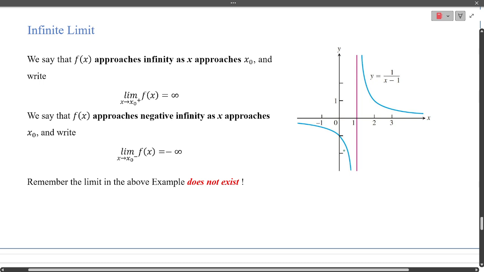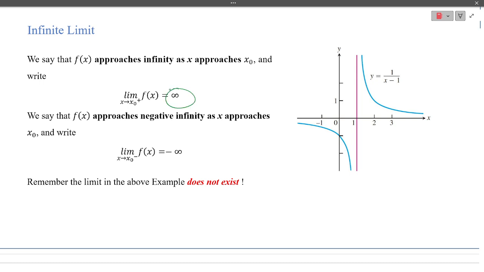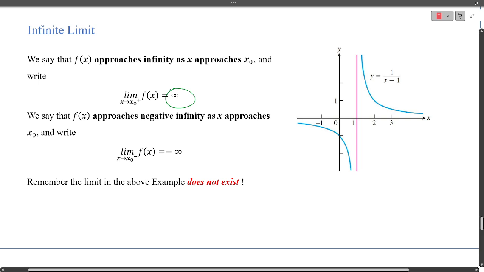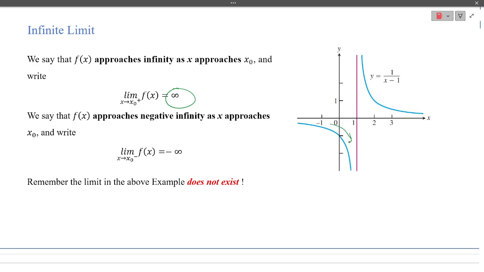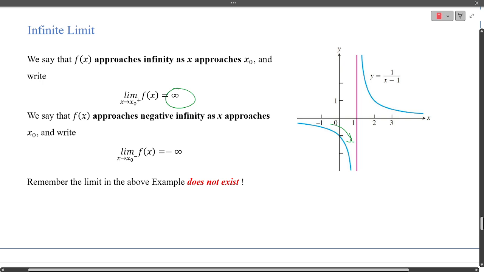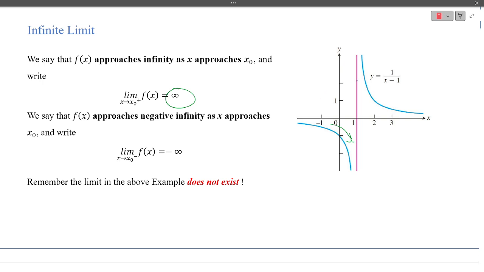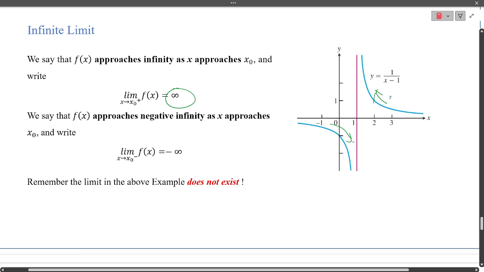The second scenario is that the result of a limit can also be infinity. For example, in the given function, as x approaches 1 from the left, the limit of y is negative infinity, while as x approaches 1 from the right, the limit of y is positive infinity. It's important to note that when a function tends towards infinity, the limit at that point does not exist.